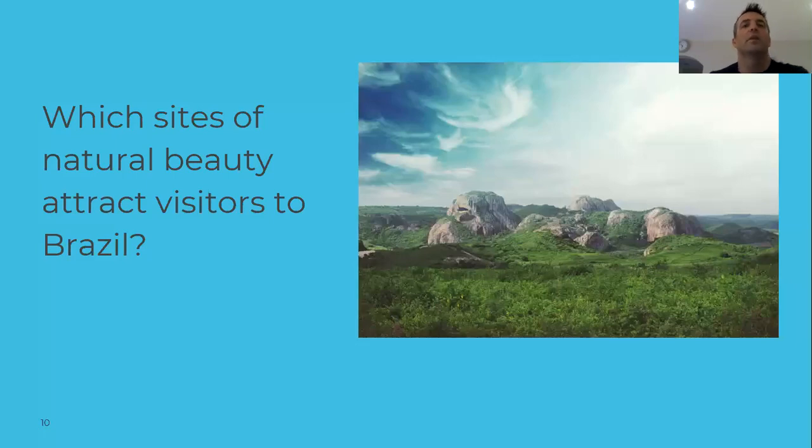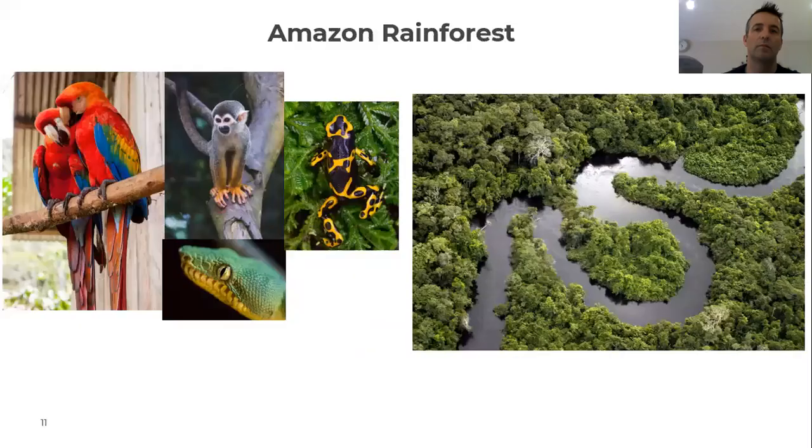First reason is that there are loads of sites of natural beauty. So think back to our last lesson. Can you think of those physical features that we spoke about? Let's have a think about some of those natural, beautiful places that people might want to visit. So around 6.6 million people visit Brazil each year. And maybe these are some of the reasons why. So let's have a look at the first one.